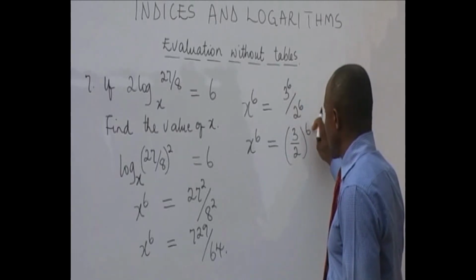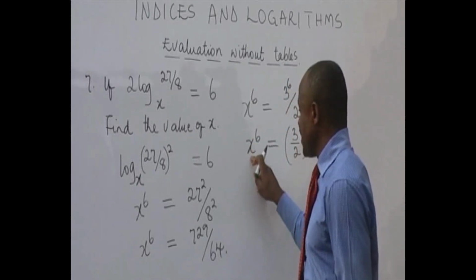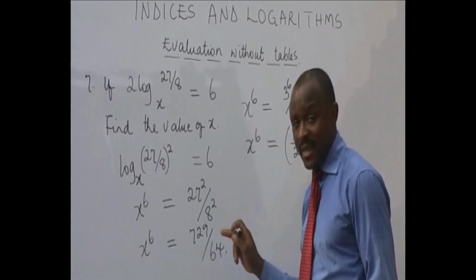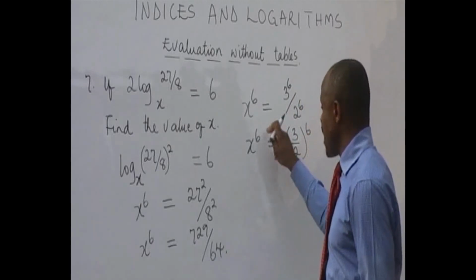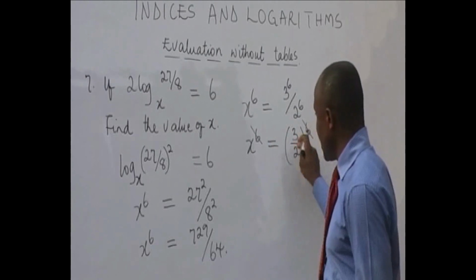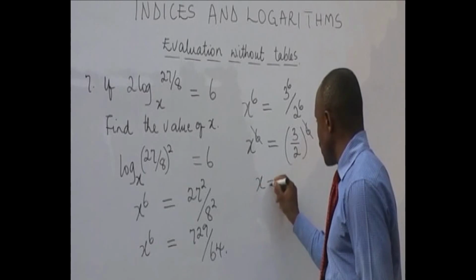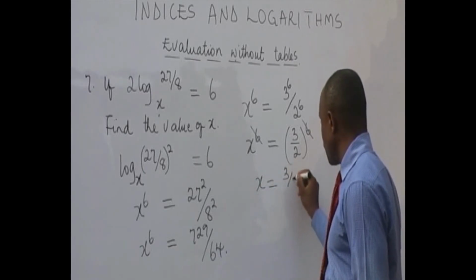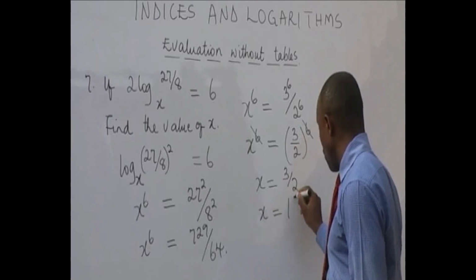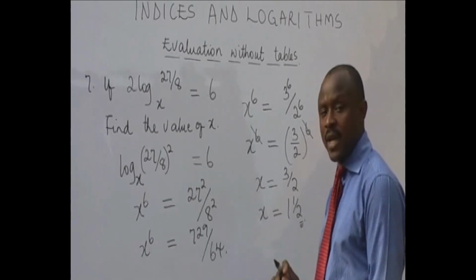Now that you have the exponents, remember in our previous practices, we had the same bases and we have been equating the exponents. In this case, we are having the same exponents. That means we will drop the exponents and equate the bases. Now you then have that x is equal to 3 all over 2. And 3 all over 2 in mixed fraction form becomes 1 whole number 1 all over 2. And that gives you the answer to that question.